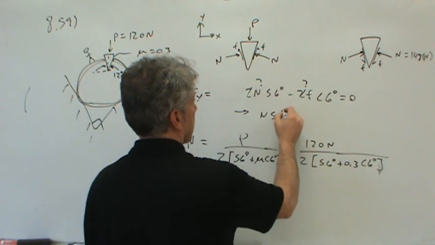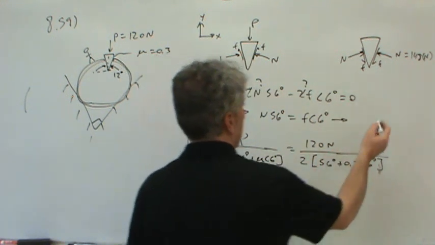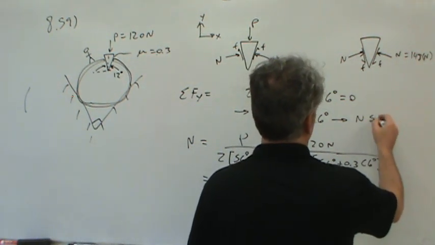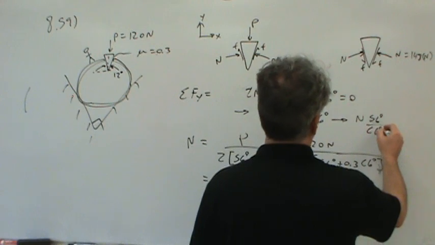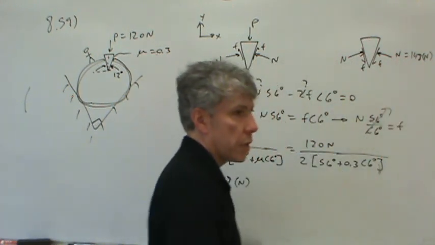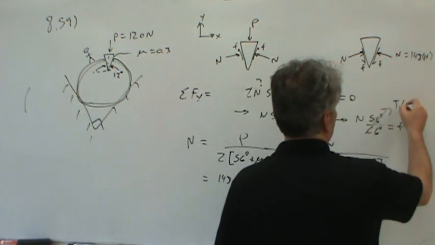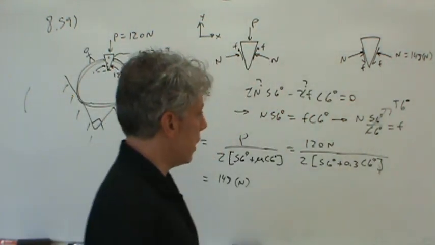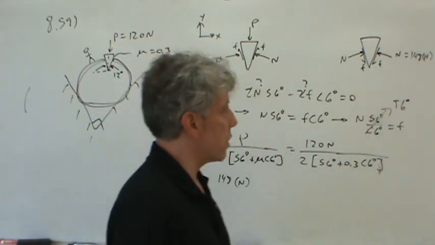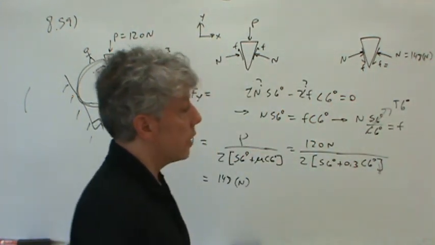N sine of 6 degrees equals F cosine 6 degrees. And so N sine of 6 degrees over cosine of 6 degrees equals F, the friction force. But what is sine of 6 degrees over cosine of 6 degrees? It's just tangent. So take the number you still have in your calculator and multiply it by the tangent of 6 degrees, and that's the magnitude of the friction force in the second case.